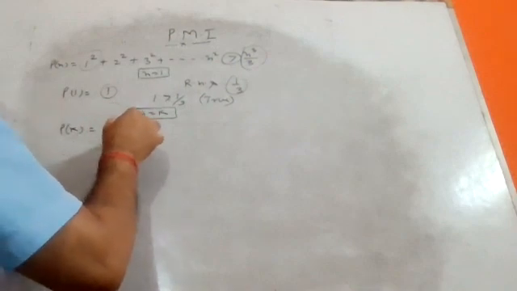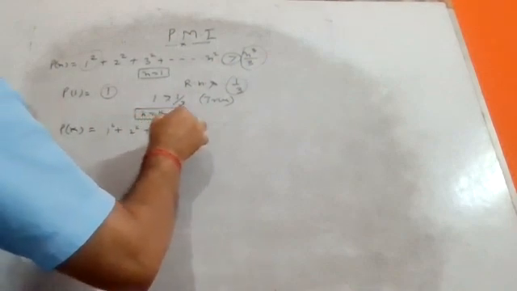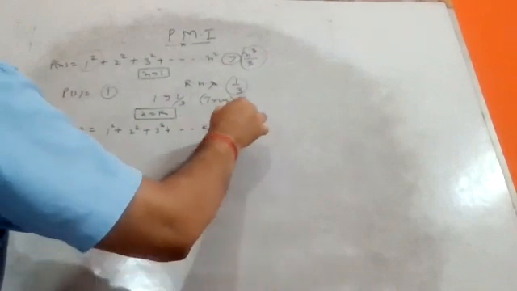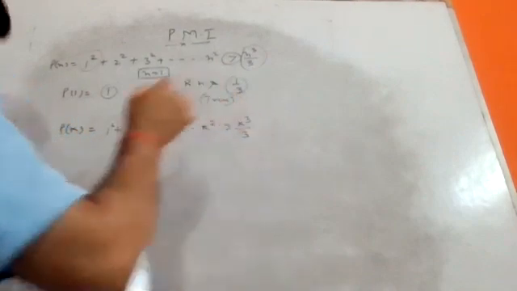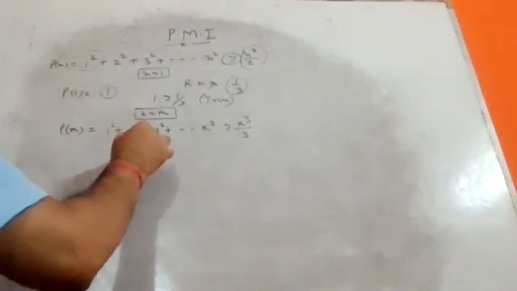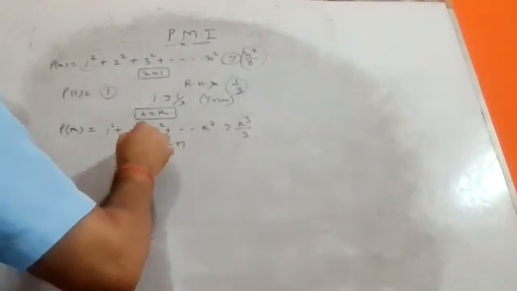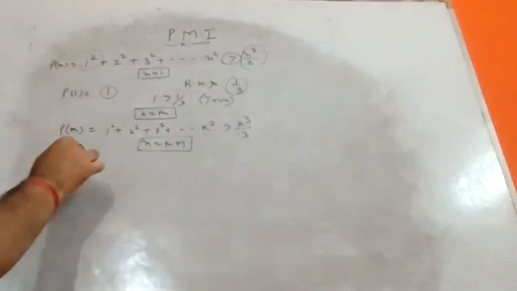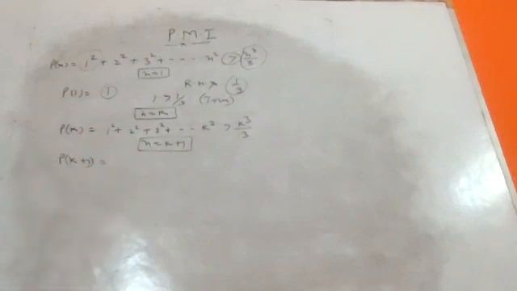What I did is put k in place of n. So when I put it, this came: 1 square plus 2 square plus 3 square plus up to k square is greater than k cube upon 3. Now we are going to prove that this is also true for n equal to k plus 1. In place of n, we are putting k plus 1.